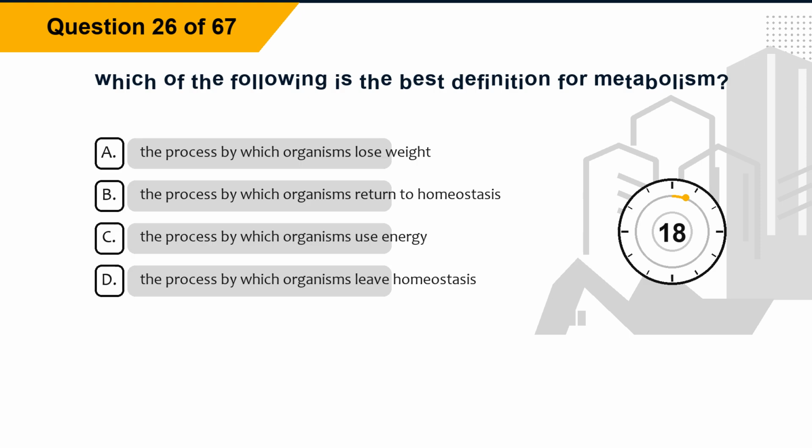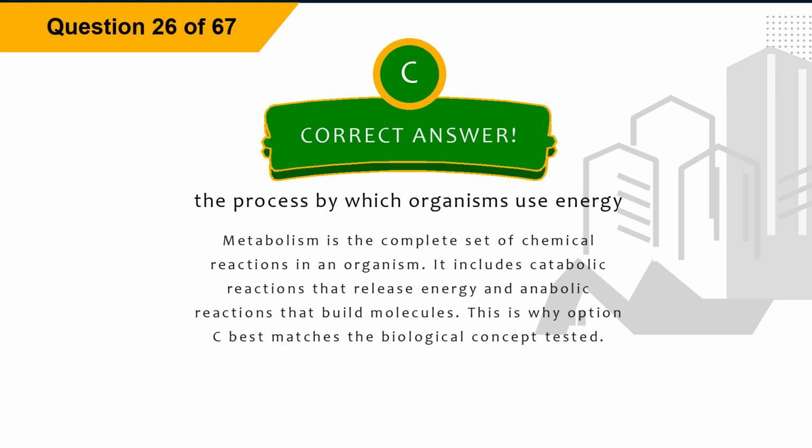Question 26. Which of the following is the best definition for metabolism? Option A, the process by which organisms lose weight. Option B, the process by which organisms return to homeostasis. Option C, the process by which organisms use energy. Option D, the process by which organisms leave homeostasis. The correct answer is option C, the process by which organisms use energy. Explanation: metabolism is the complete set of chemical reactions in an organism. It includes catabolic reactions that release energy and anabolic reactions that build molecules. This is why option C best matches the biological concept tested.